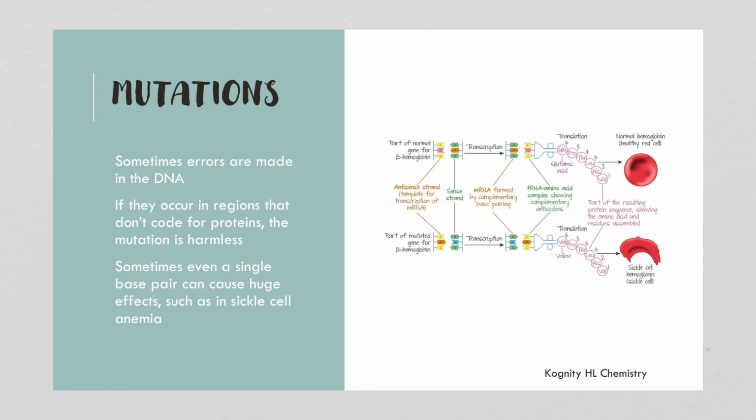So instead of putting in glutamic acid, valine is substituted instead, and then that causes the hemoglobin molecule to have a different shape, and it will form kind of a sickle shape and can't carry the oxygen. So people with sickle cell anemia have difficulty carrying oxygen to their cells, so they would be fatigued and have all of the symptoms of anemia.